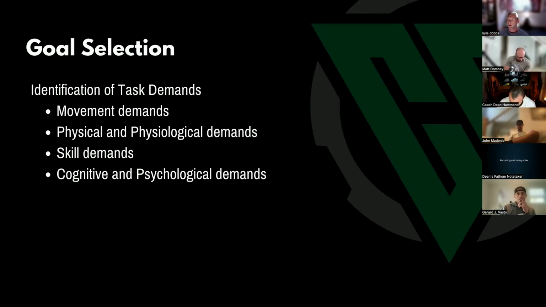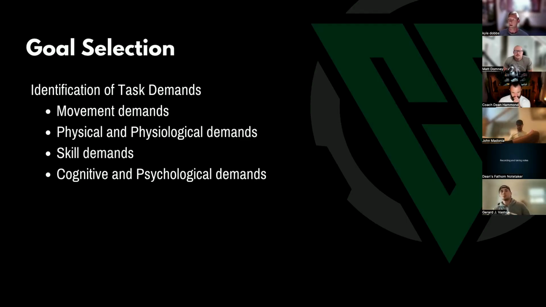Right. Yep. So we look at 4 categories here, and some are prioritized a little more than others, depending on who we're working with. We've got movement demands, physical and physiological demands, skill demands, and then cognitive and psychological demands. And again, based on who we're talking with, they will be prioritized a little differently.